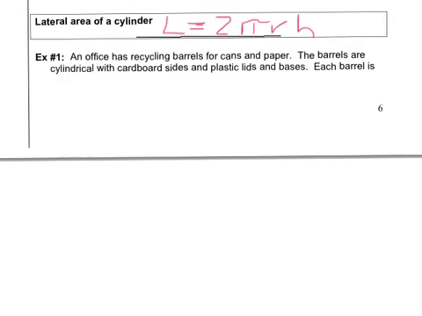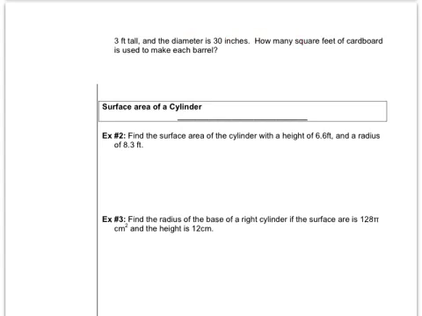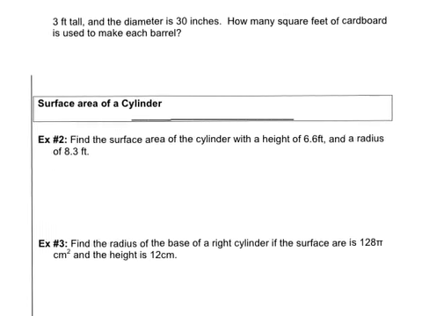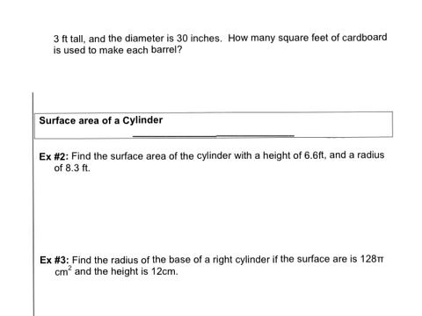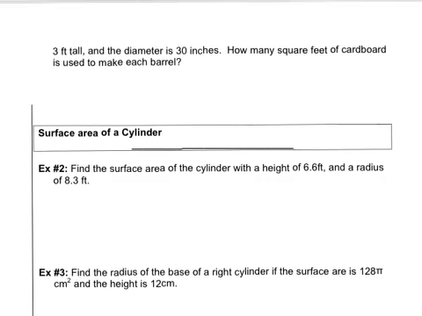So we got this problem here. It says an office has recycling barrels for cans and paper. The barrels are cylindrical with cardboard sides and plastic lids and bases. Each is 3 feet tall and the diameter is 30 inches. How many square feet of cardboard is used to make each barrel? Sorry about the little spillover of the question. Let's put the formula here again.